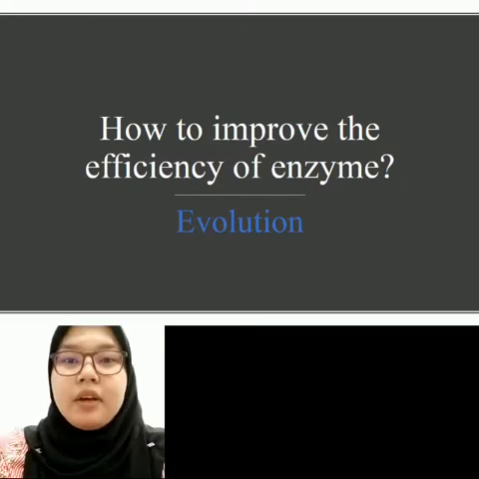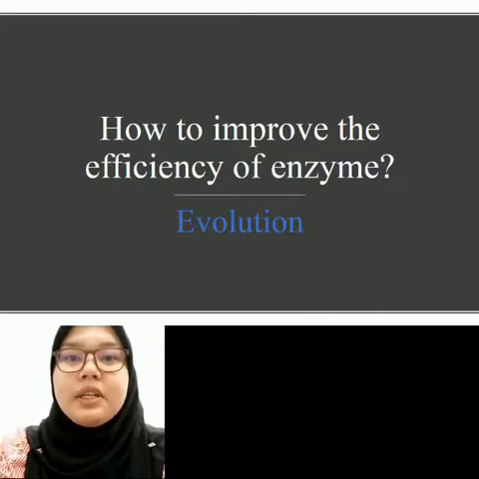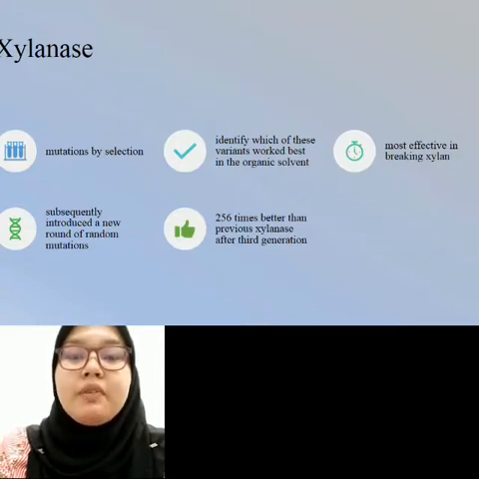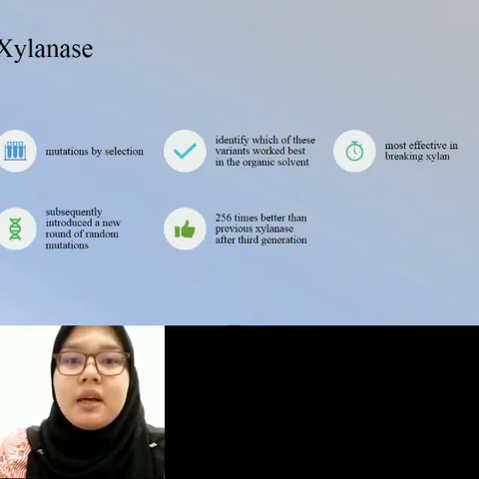Thank you, Fadilah. So now I will proceed with the next point, which is how to improve the efficiency of enzyme by evolution. Before I explain further about this point, let me tell you what is the general meaning of evolution. Actually, evolution is a development of any kind of living organism from one phase to the next phase. Back to the point given, actually the main purpose we do evolution is to improve the efficiency of enzyme, right? So, we use Xylanase as the main enzyme in this evolution.